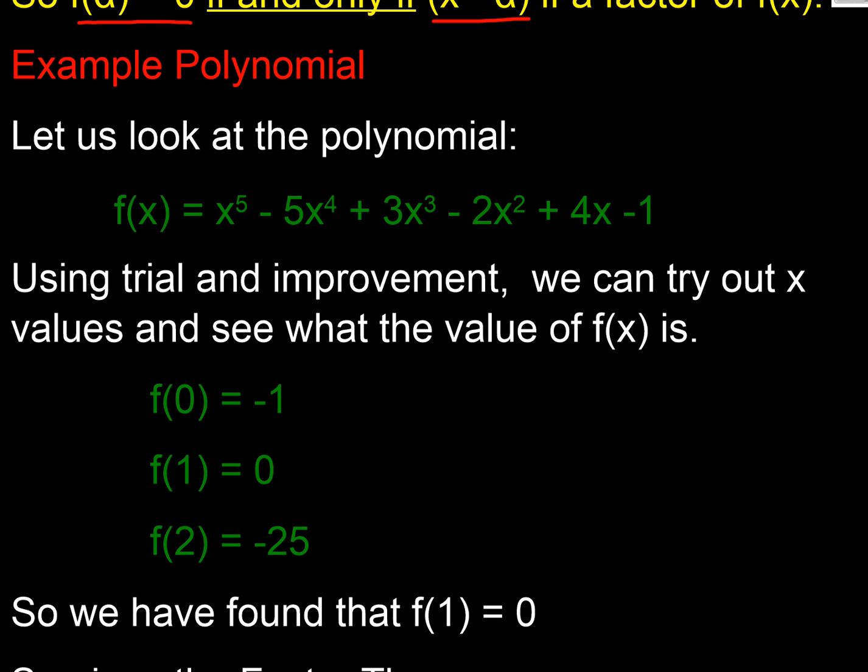Okay, let's have a quick look at an example then. Let's have a look at this long polynomial. And we're going to use trial and improvement first to try and find a factor. What we do is try and find the root. So we're going to put values of x in there, and we'll see if we get one that comes to 0. So usually we'd start off with x equals 0.